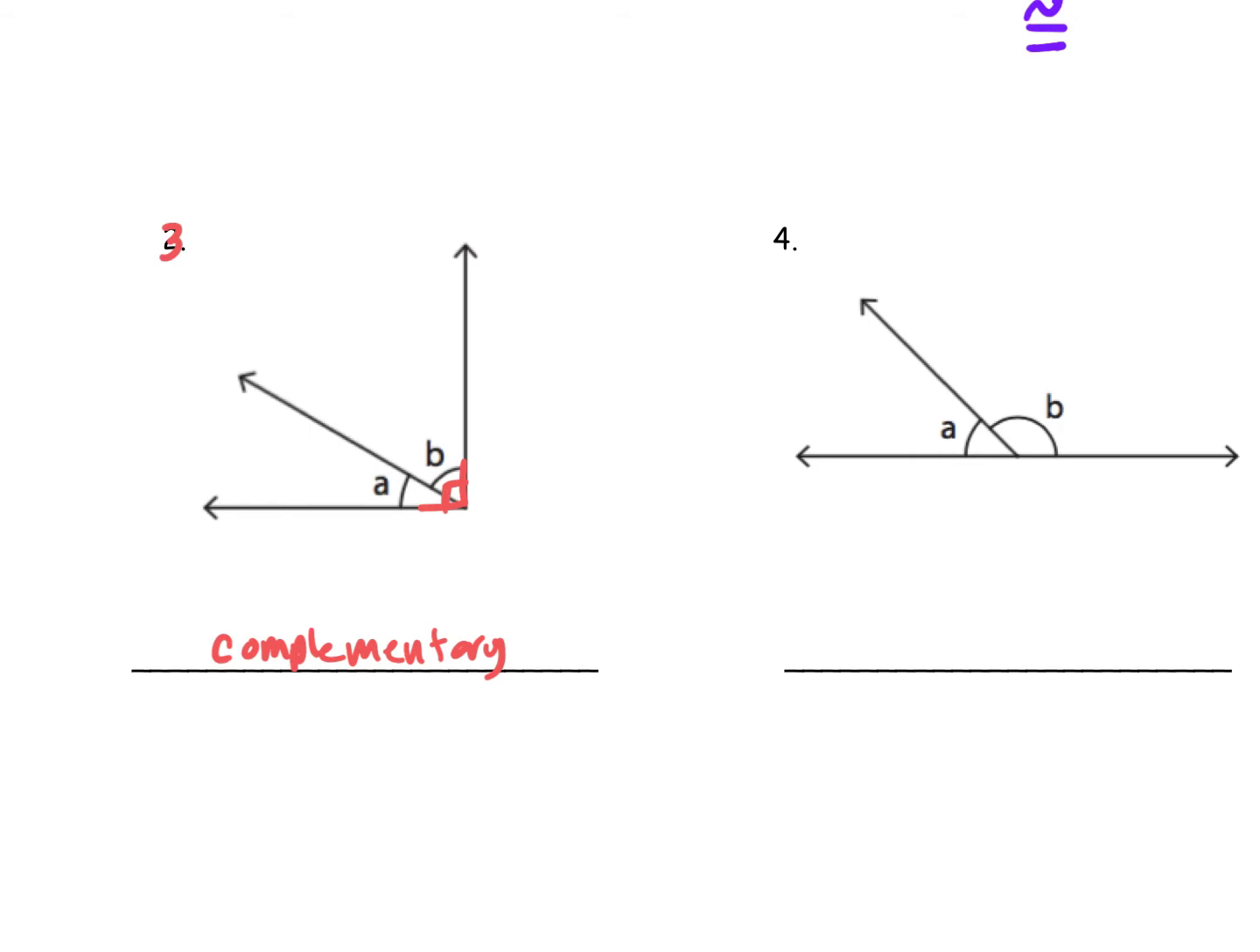This is a supplementary relationship. These two angles are indeed adjacent. They're next to each other, as are the angles in relationship 3. However, these two are on a straight line which measures 180 degrees. So together they make 180 degrees. Supplementary angles are a pair of angles that add up to 180 degrees.